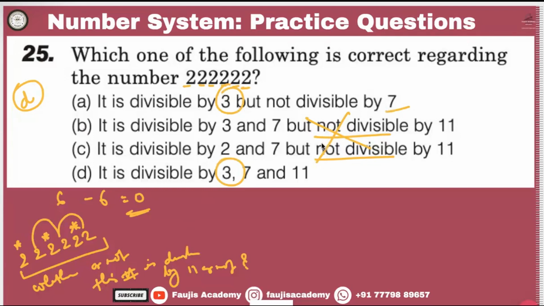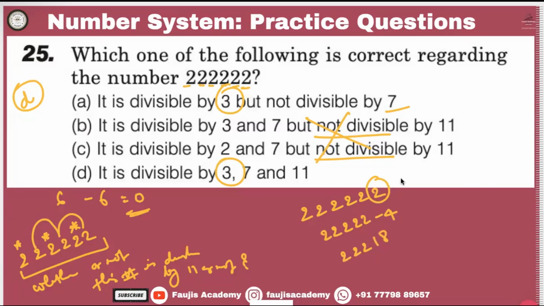What is the rule for divisibility with 7? The rule says that for 3, 4, 5, 6, you do 2 times the unit digit of this number. This is 4. And just subtract it from the rest of the number. How much is that? 2, 2, 2, 1, 8.